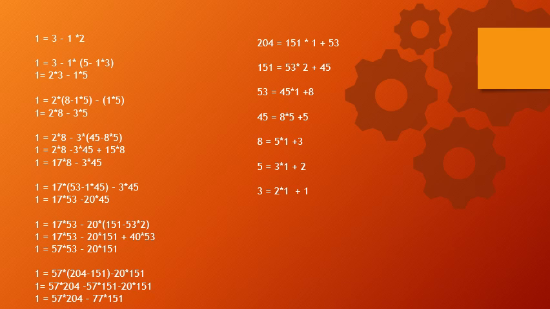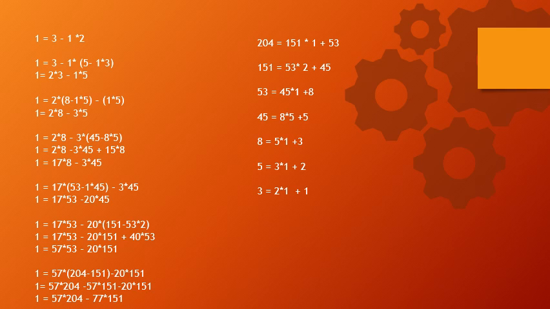For the continuation, the value of 3 is taken from here. The value of 3 is nothing but 8 minus 5. So you can write 2 into (8 minus 5) minus 1 into 5. Simplify it, you get 2 into 8 minus 3 into 5. Again, the value of 5 is 45 minus 8 into 5. Put it here, simplify it, and you'll get 1 is 17 into 8 minus 3 into 45. Now again, go to this step. You get the value of 8 is 53 minus 45.